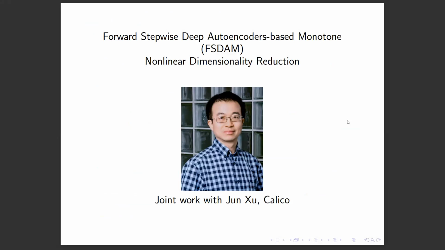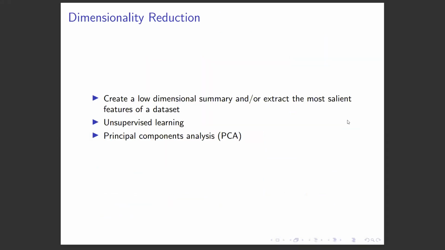So the first project is a collaborative work with Jun, who is at Calico. And so this is about dimensionality reduction. The goal of dimensionality reduction is to create either a low dimensional summary of the data or to extract the most salient features of a data set. And it's unsupervised because there's not an outcome you're predicting. And the canonical example, when people think about dimensionality reduction, is PCA.